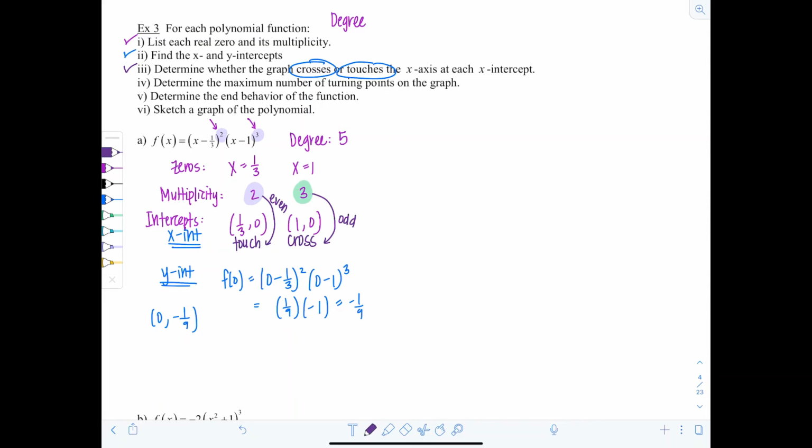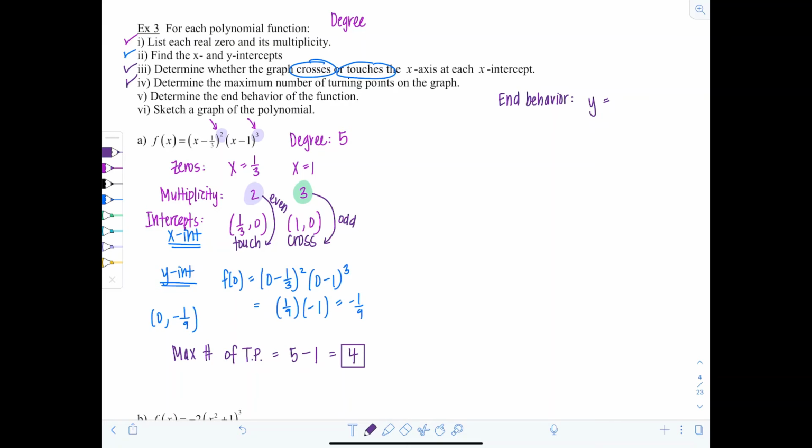Determine the maximum number of turning points. So remember, the max number of turning points is equal to the degree, in this case, which is 5, minus 1. Always minus 1. So the max number of turning points is 4. All right. Now we need to determine the end behavior. So remember, the end behavior is going to match the end behavior of the power function of the highest degree term. So no, don't multiply this all out.